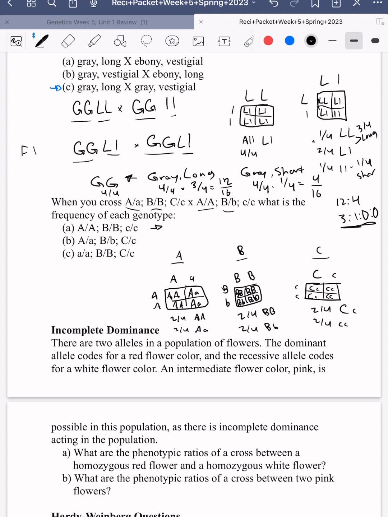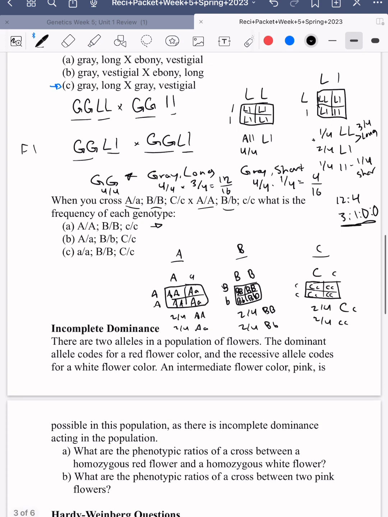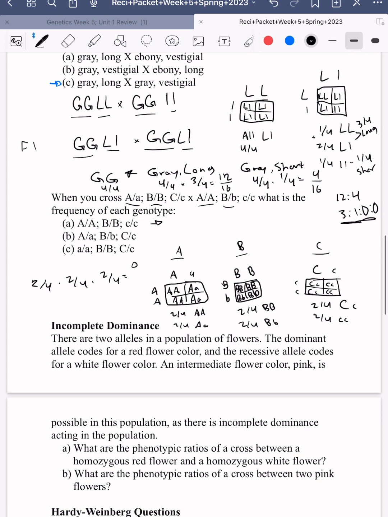We want to see the frequency of having big A. So having big A, the ratio is 2 out of 4. We multiply that with the ratio of having big B, which is also 2 out of 4. Multiply that with the ratio of having little c, which is also 2 out of 4. If we multiply this across, 2 times 2 is 4, 4 times 2 is 8. So it'd be 8 out of 64.